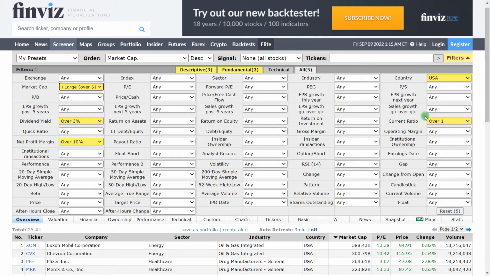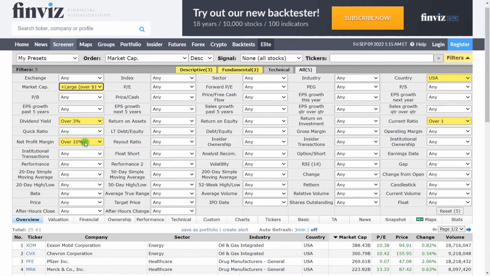Current ratio, it's better to be more than 1, because I would like to have safe stocks in my portfolio, that I don't want to see any problems with liquidity in the near term. Then of course dividend yield is over 3%, otherwise I don't see any need to have stocks in the portfolio.